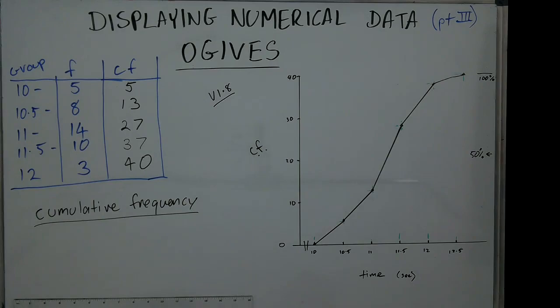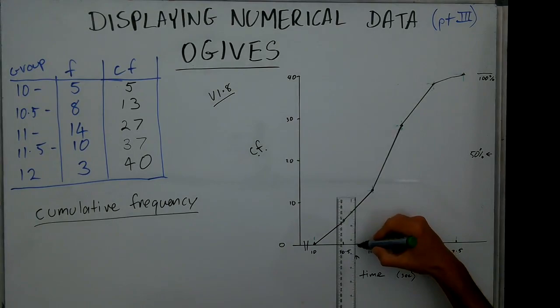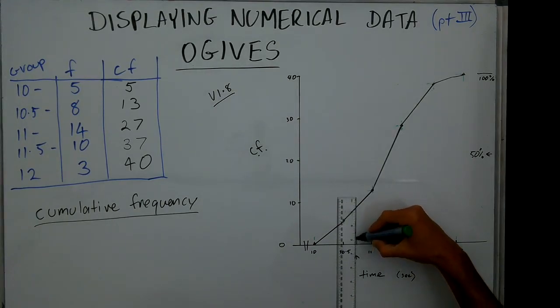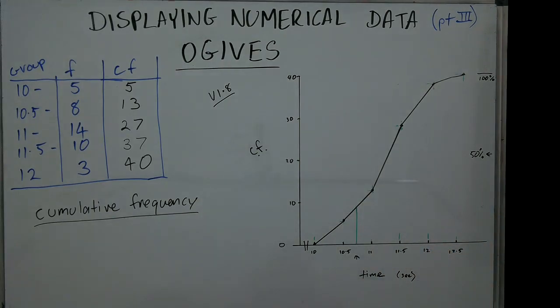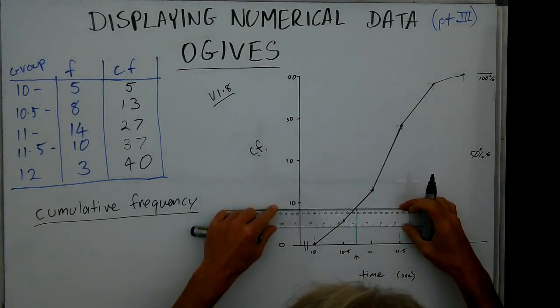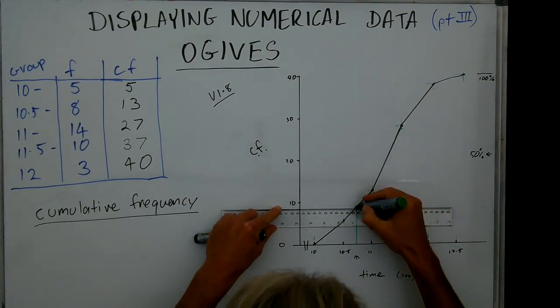Okay, so what we would do there is we look on our scale here. 10.75 is going to be directly in the middle of 10.5 and 11. So let's just use a ruler to try and, what I'm going to do is draw a line going up, and of course on graph paper that would be much easier, and then we can read across.